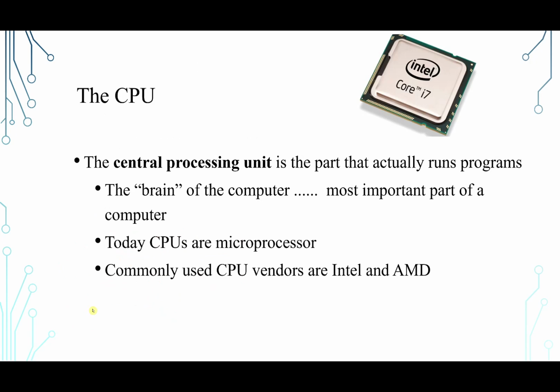The CPU, the brain of the computer. It's the acronym for Central Processing Unit. Basically, this is the part that runs the programs. As you see, processing, so this is the part that processes programs. Today's CPUs are microprocessors, and I believe in the future they are going to be nanoprocessors. Right now in your phone there is a nano chip, right? Commonly used CPU vendors are Intel and AMD. Those are the most famous maybe.